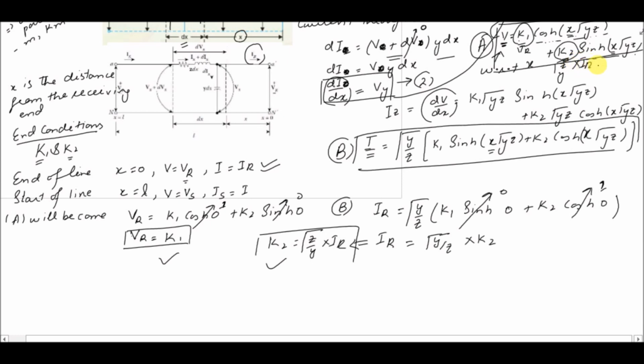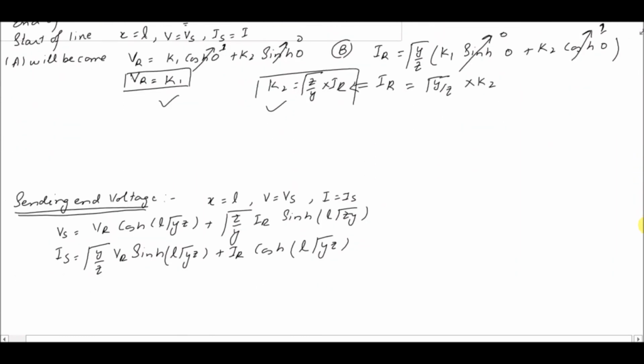Now in order to calculate the sending end voltage, you have replaced V with Vs and this X value with L. So when you replace these two values, you will get the equation for the sending end voltage and the sending end current.